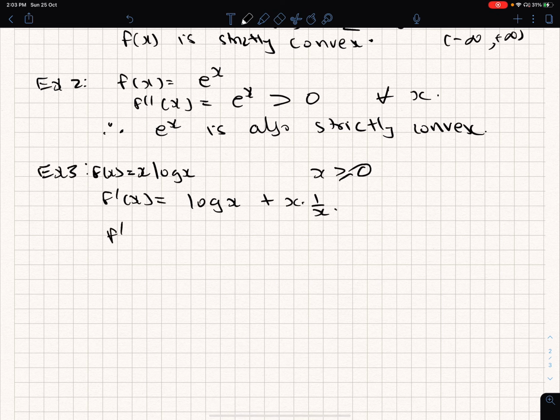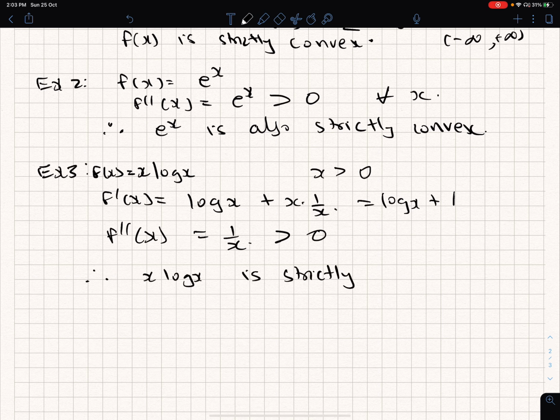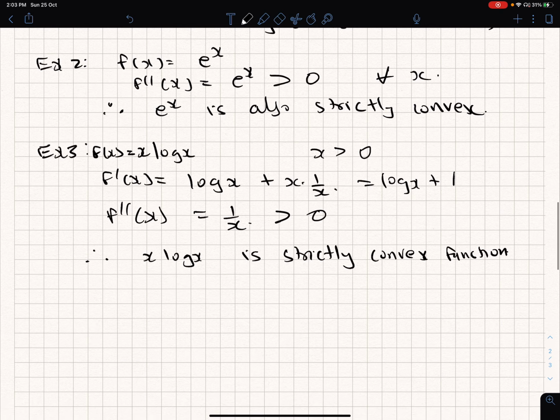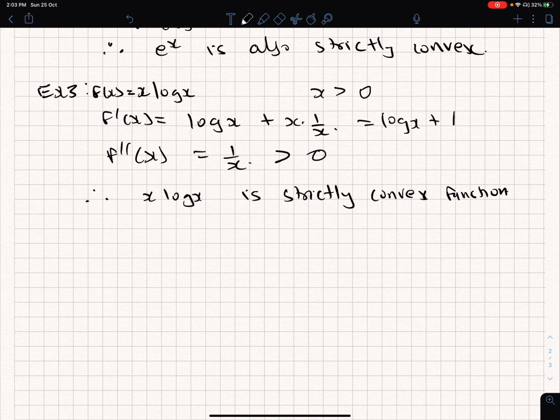And now what happens to f double dash? So f dash is log x plus 1. And what happens to f double dash of x? It is 1 by x. To avoid this division by 0 problem, let's just keep this as x greater than 0. So this is always strictly greater than 0. Therefore, x log x is a strictly convex function.